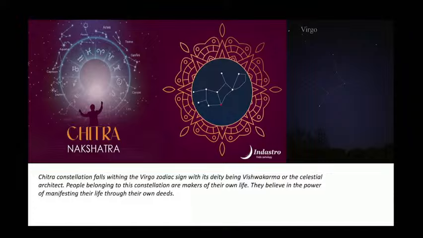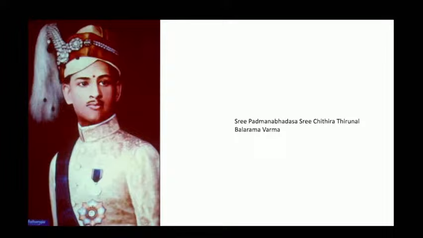And the king of Travancore, Sri Padmanabha Dasa Sri Chitra Tirunal Balarama Varma, was the person who donated this institute to the country. And it is named after him, because the first name of all the royal family of Travancore is named after the star constellation they are born in. And so Chitra is from the star constellation he was born in.